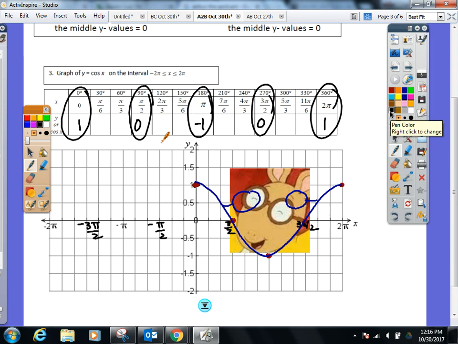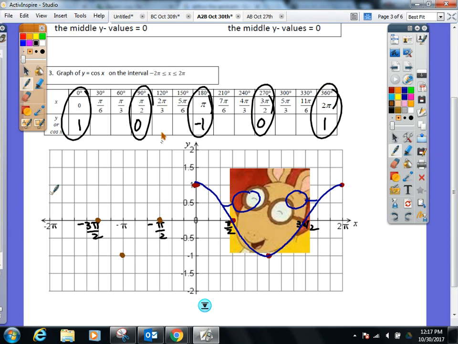Okay. What's it gonna look like on the other side? It's gonna start repeating itself, just like sine did. So where do you think the point's gonna be at negative pi over 2? Back at 0, yep. And then at negative pi, it's going to dip down to negative 1, back up, start repeating itself, and then end at 1.